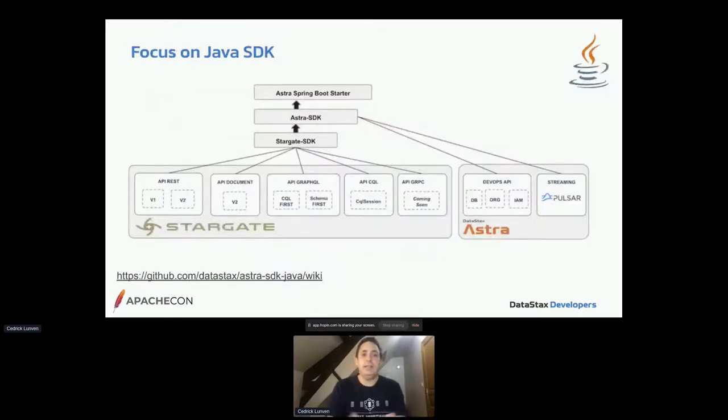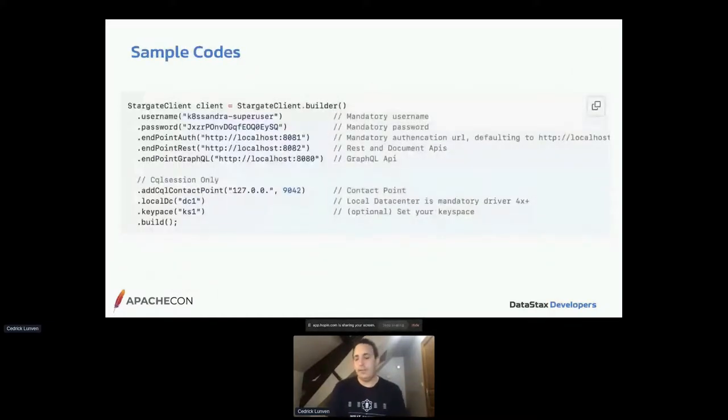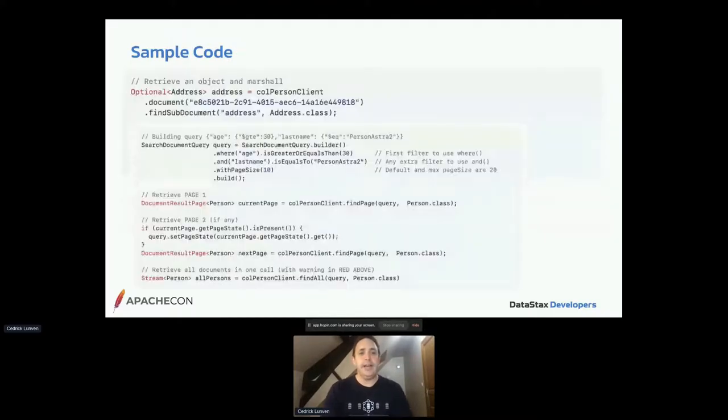So what does it look like? If you go to the Java one, and here is the link. Again, the slides are also in the GitHub URL I just shared with you in the beginning. So you will set up the client to be a Stargate client. Okay, you provide the contact point, the URL for authentication, REST and GraphQL, user, password, and then you set. You can say, hey, from the client, I would like to use the document API. I will use the collection person. I would like to retrieve the document providing the ID, and I would like to load an object which the sub property is address. And the marshalling to object is done for you.